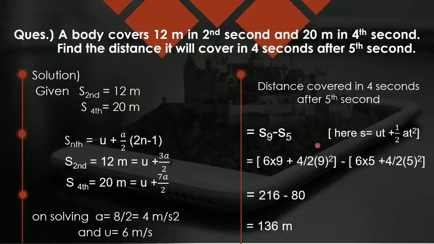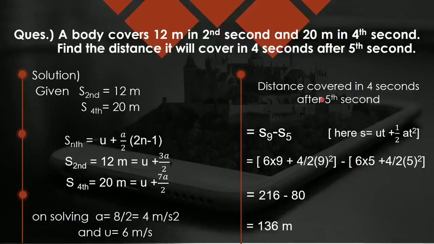So you will find the total distance travelled in 9 seconds first by putting the value: 6 into 9 plus half a, it means 4 by 2 into 9 square, and then minus total distance travelled in 5 seconds. So that will be simply putting the value t equals 5. So 6 into 5 plus 4 by 2, 5 whole square. So on solving you are getting the answer 136 meter.